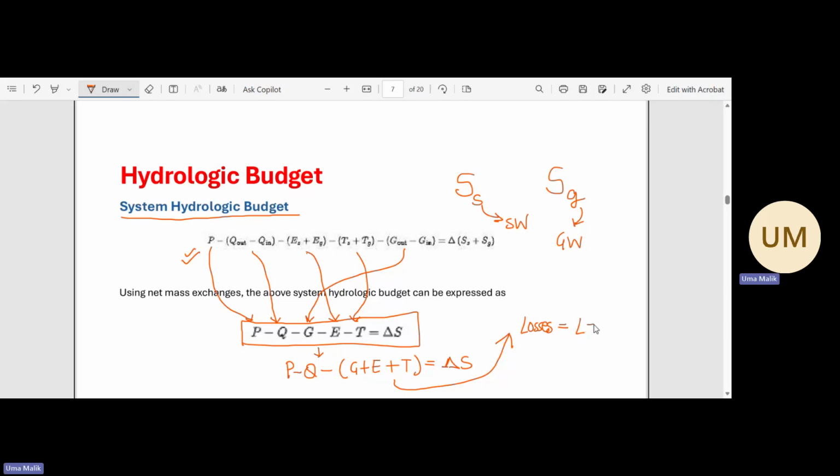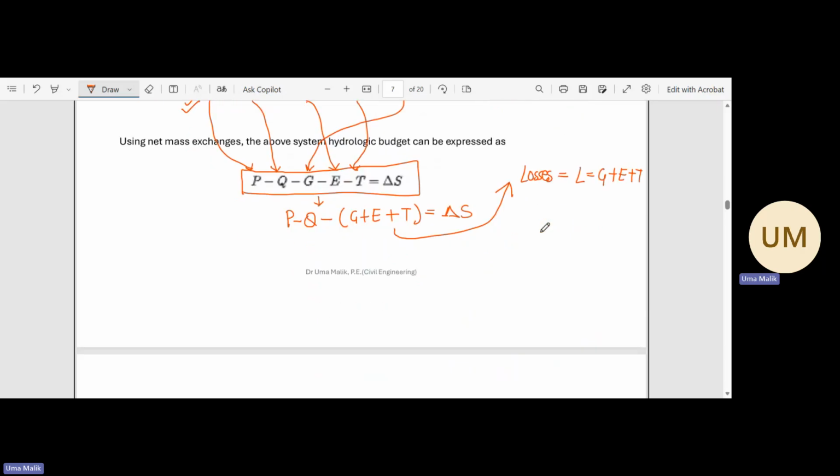labeled as losses. So L will be G plus E plus T, which is losses. Whatever is the runoff, we are quantifying that, and whatever goes to the subsurface system, we are quantifying that as losses. So this is your brief theory about your hydrologic budget equation.